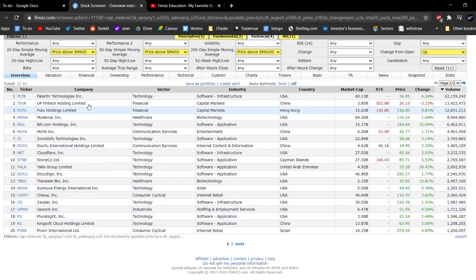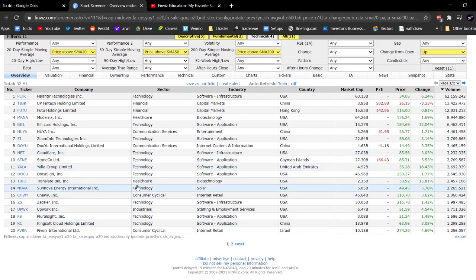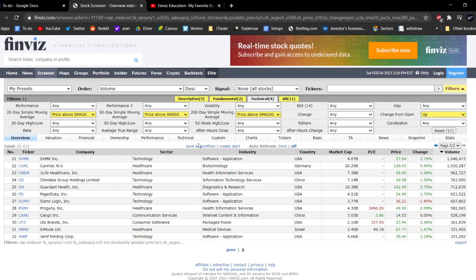So this is going to be one of the best scanners that you can use out there on the internet. So I highly recommend everybody to come on here, try it out, look at some of these stocks, look for some setups, and let me know what you guys think about it.